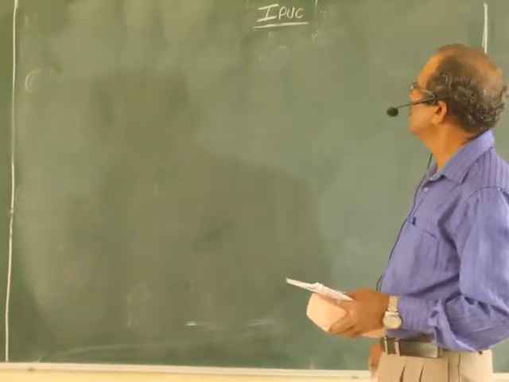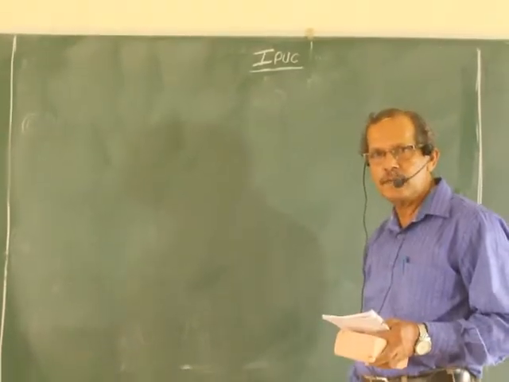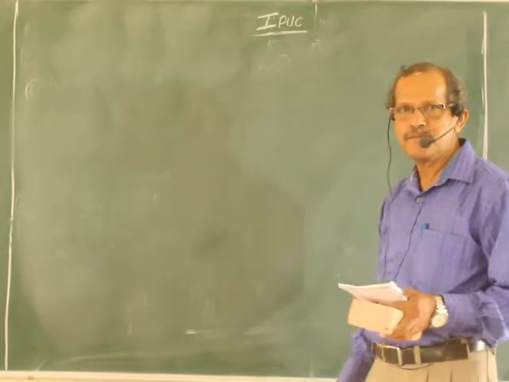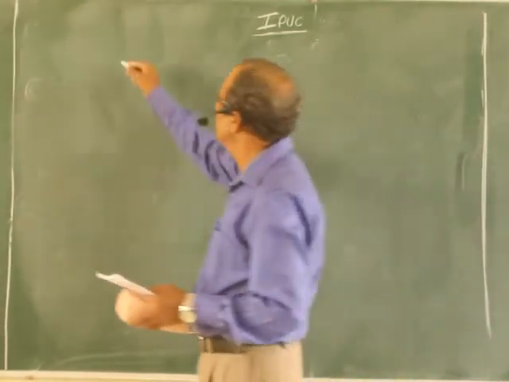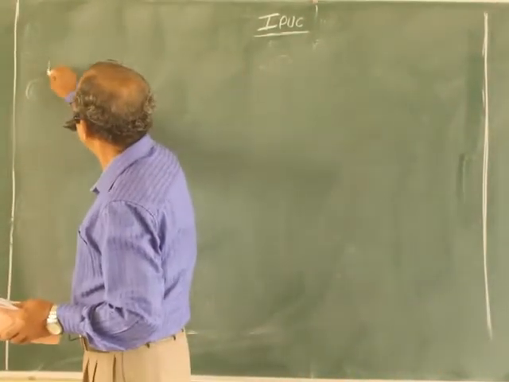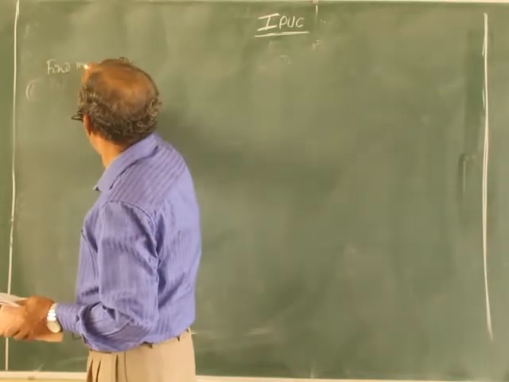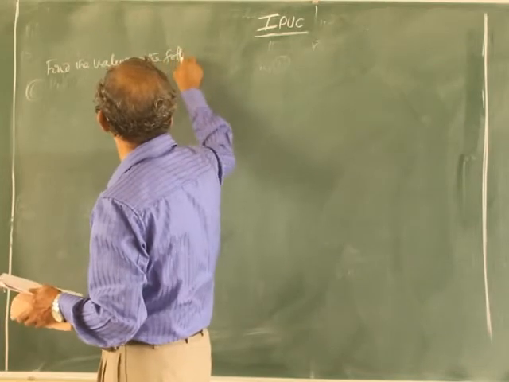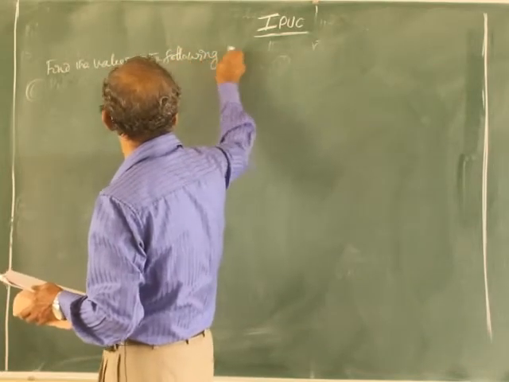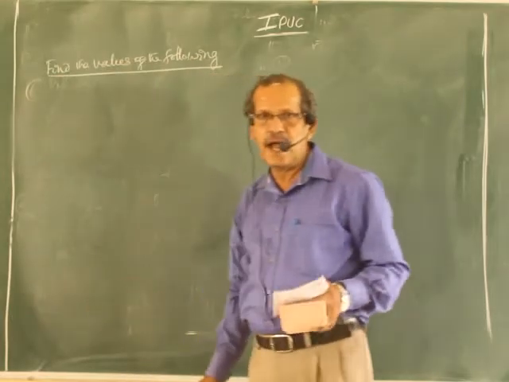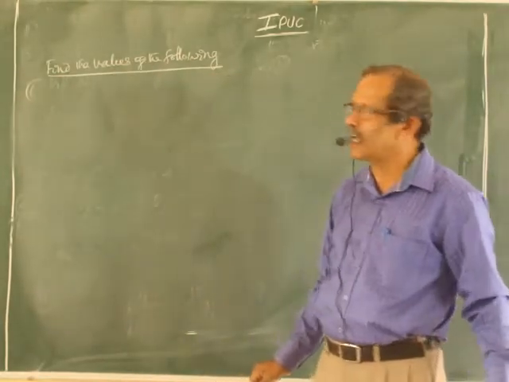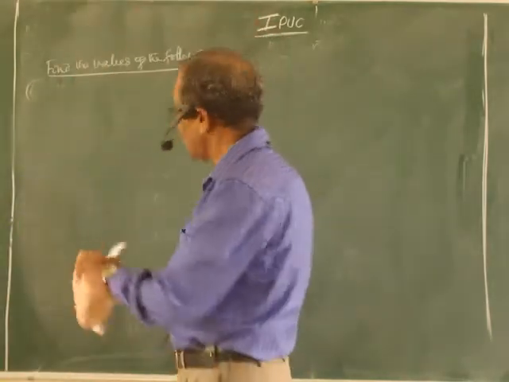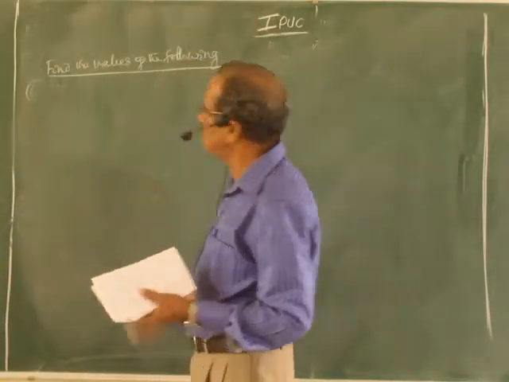Good afternoon. Let us continue trigonometric ratios of allied angles. Continue that one. Find the values of the following. Let me continue once again. A few examples we did in the last class. Find the values of the following.